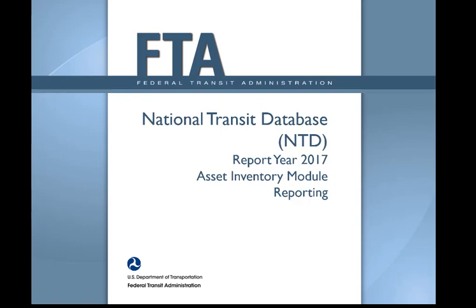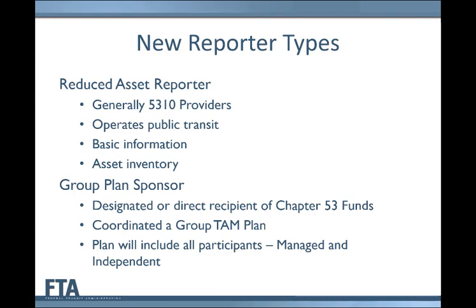To streamline the new requirements, NTD has established two new reporter types in the NTD online reporting system: Reduced Asset Reporter and Group Plan Sponsor, or GPS. A reduced asset reporter is generally a transit agency that receives or benefits from 5310 funds, does not receive 5311 or 5307 funds, and operates public transit. These reporters will provide basic information and asset inventory data in a reduced report package.